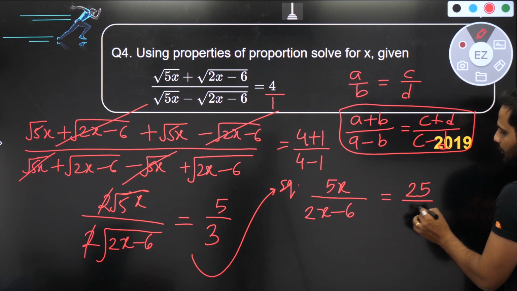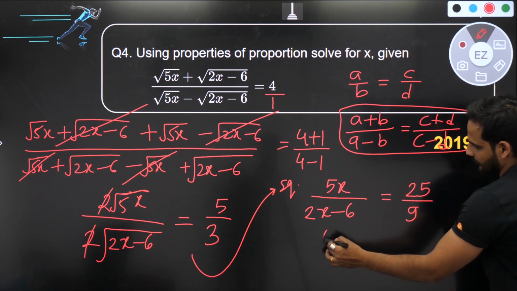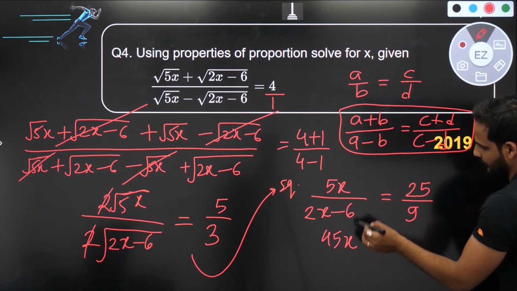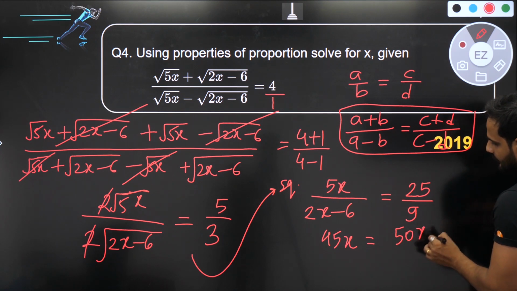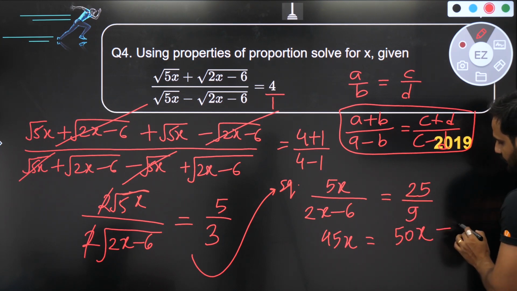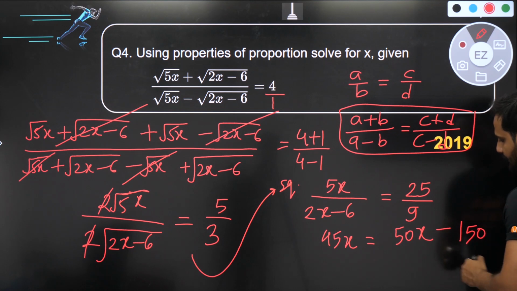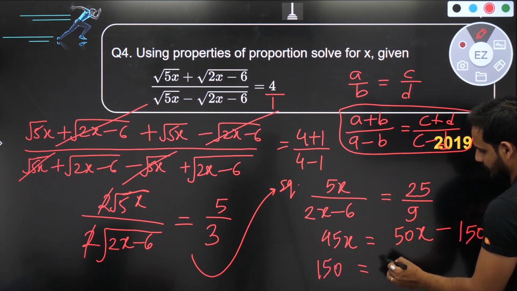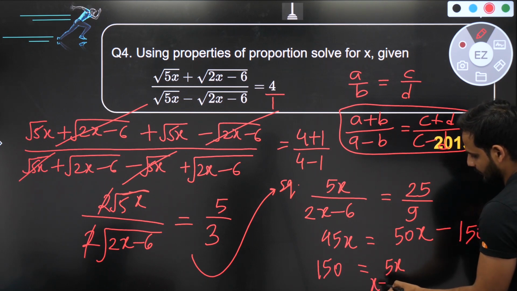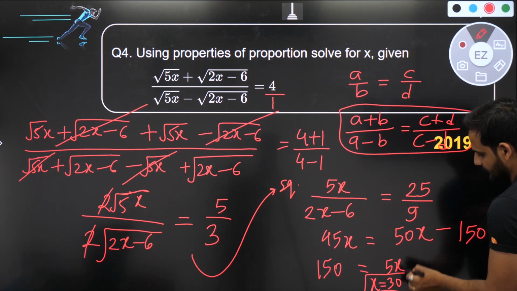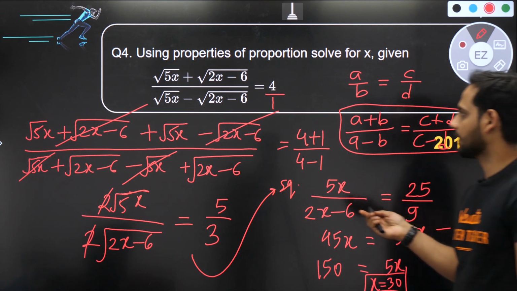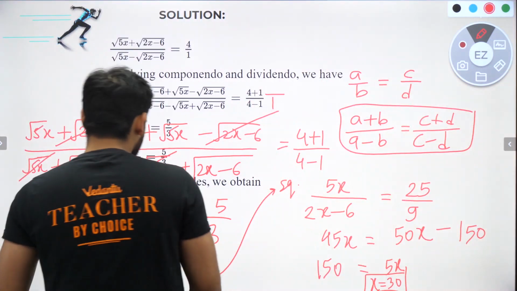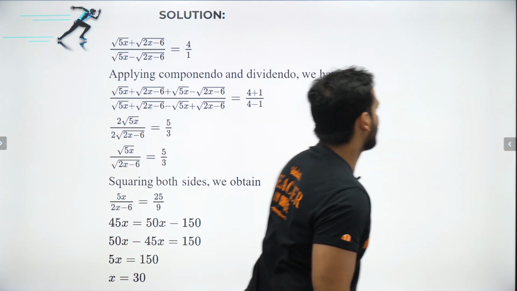25 upon 9. Cross multiply, 45x is equal to 50x minus 25 into 6 is 150. Shift it here, shift it there, so you'll be getting 150 is equal to 5x, so x is equal to 30, right? So what we have got, the value of x is equal to 30. So this is how the solution I am showing you here.